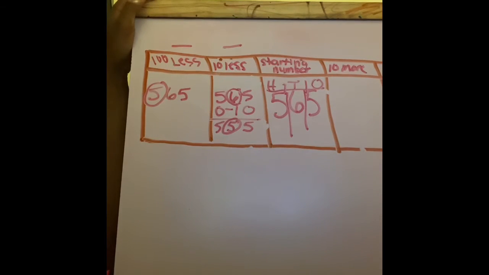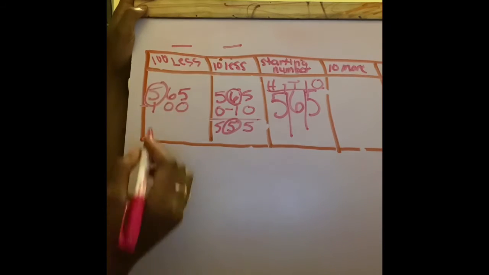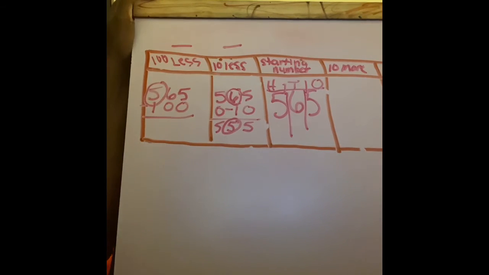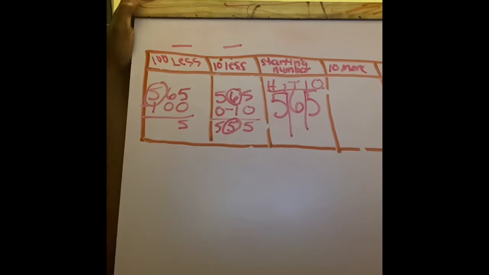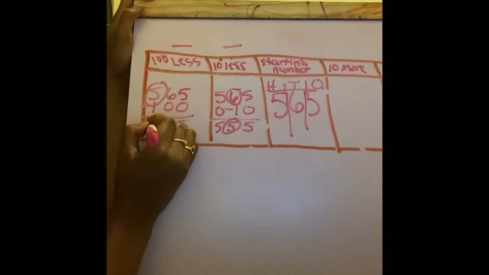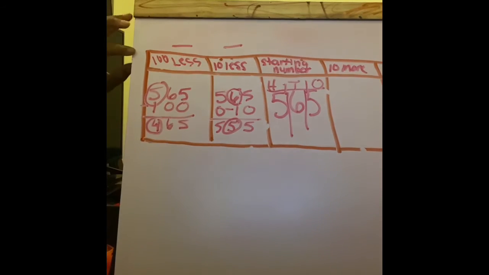Once I circle that 5, I know that I'm subtracting 100 from that 500. And I can put zeros for the rest of my place values because I'm not subtracting my tens, nor am I subtracting my ones. Okay, so now I can go through. 5 minus 0 is 5. 6 minus 0 is 6. And 5 minus 1 is 4. So the only place value that changed, once again, was my 100 because I took 100 away. 100 less, okay? So now my new number is 465.